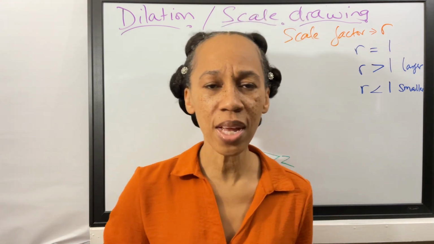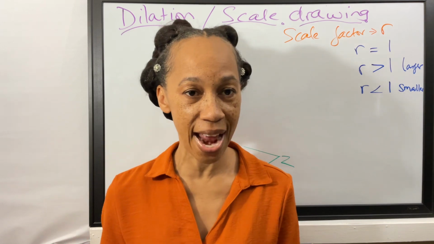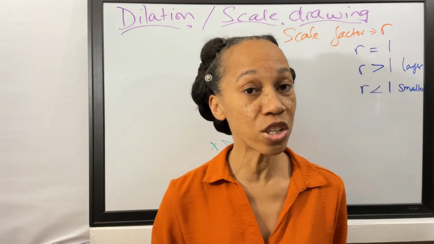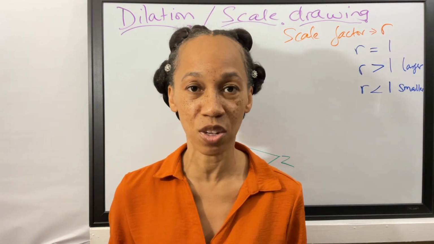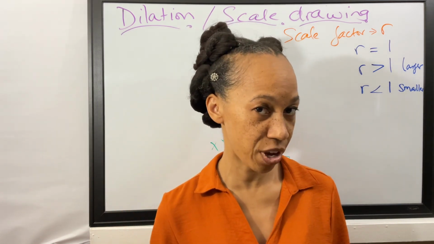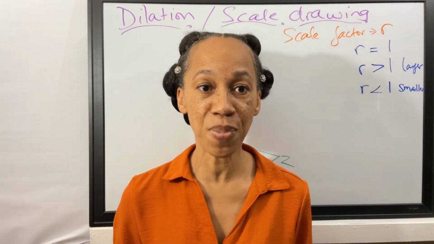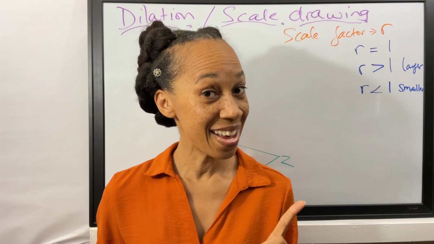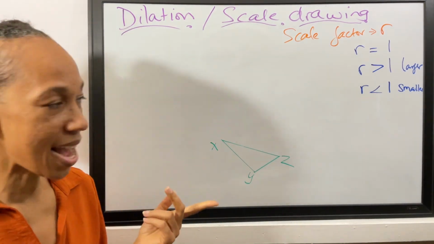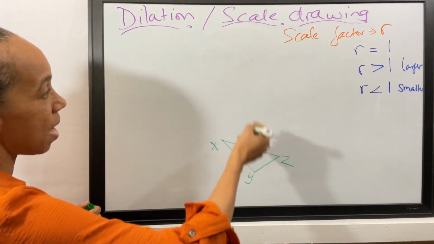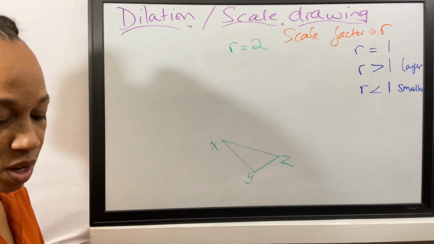Alright? Now, usually they give you a figure and ask you to dilate the figure, or they also give you a figure and a center of dilation, and from that center you are going to dilate that figure. All right, remember now, with dilation the shape is being preserved but not the size. So let's dilate this figure, and I'm going to do r equals 2.